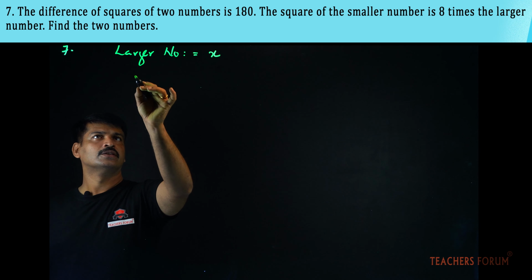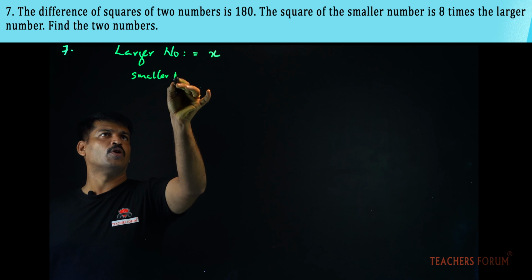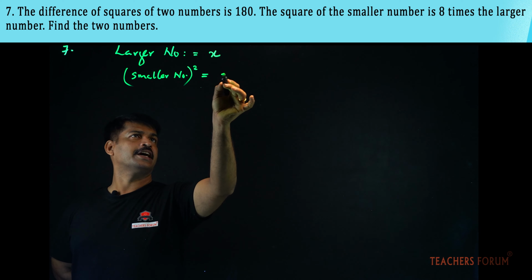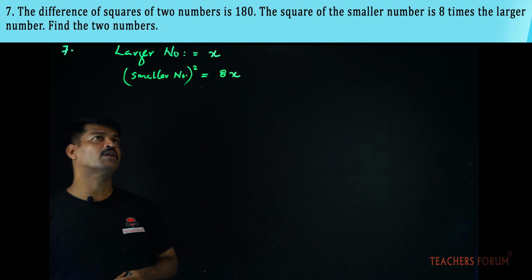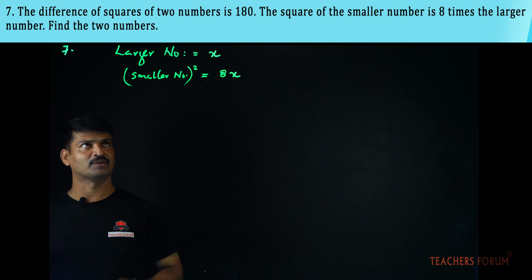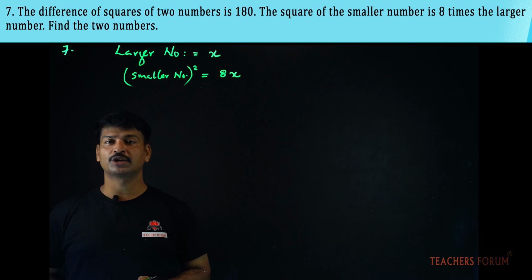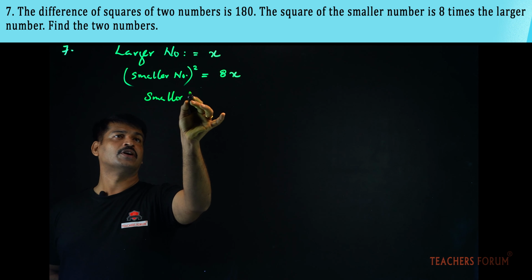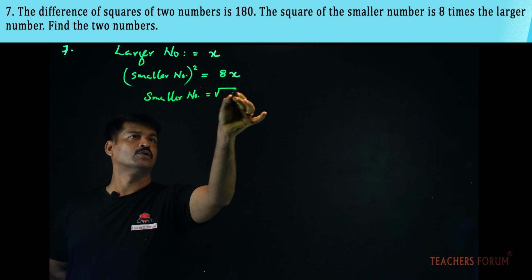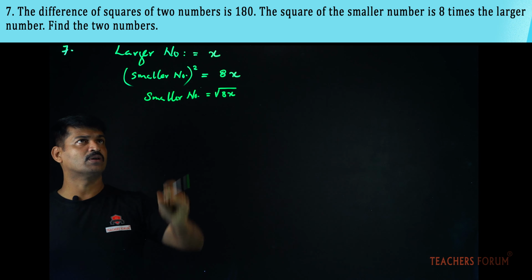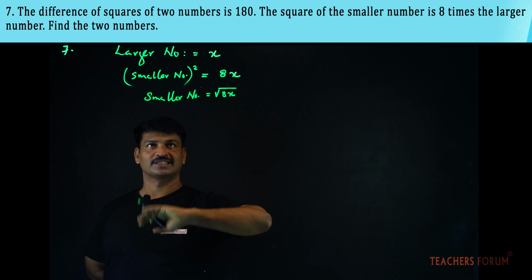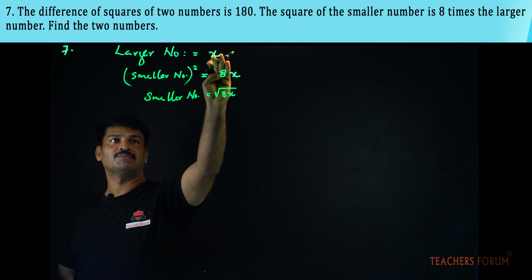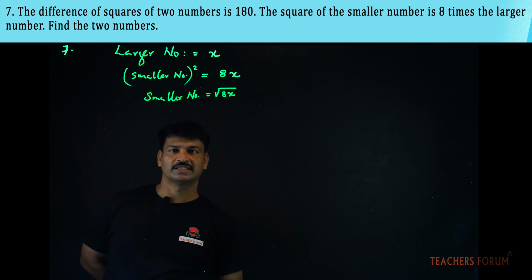It is given that the square of the smaller number is 8 times the larger number. What is the larger number? x. So 8 times the larger number means 8x. Now from this you can find out what is the smaller number. The smaller number will be root of 8x, because the square of the smaller number is 8x. So the smaller number will be the square root of 8x. Now you got the larger number, you get the smaller number.